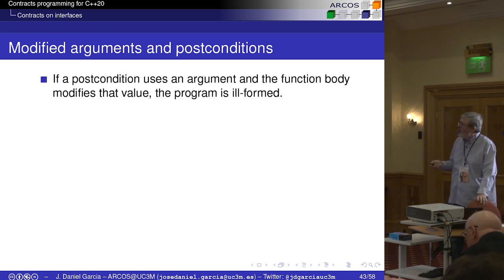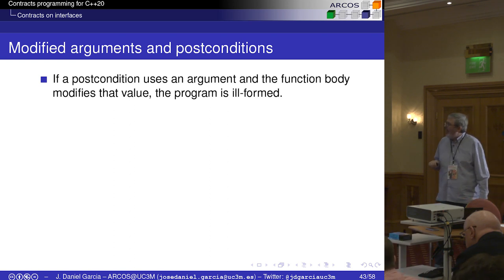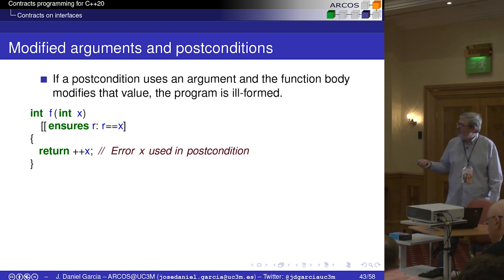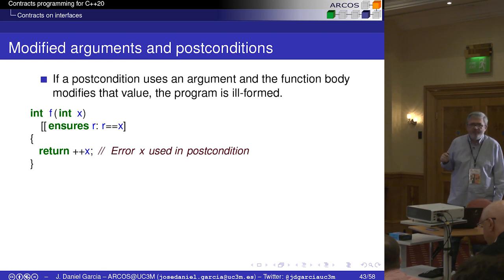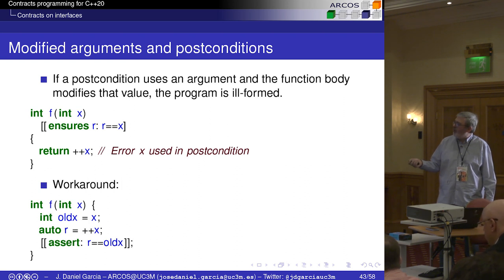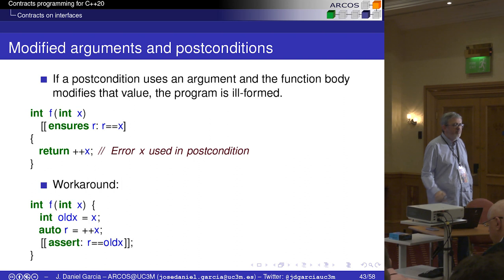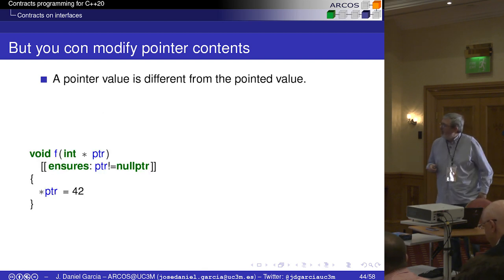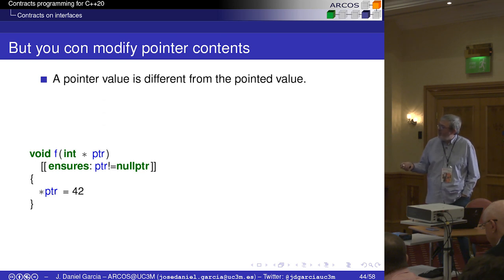Modified arguments on postcondition. If a postcondition uses an argument and the function body modifies that value, the program is ill-formed. So if you use an argument in a postcondition, the body of the function cannot modify it. If you want to do something like that, you have a workaround: do not use a postcondition and just use an assertion. And you can do it. A pointer value is different from the pointed value, so you can modify the content of the pointer. What you cannot change is the pointer itself.